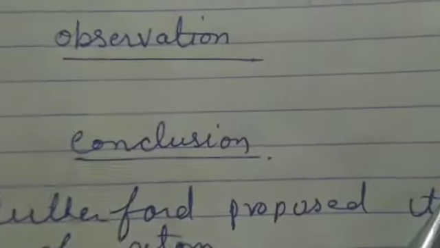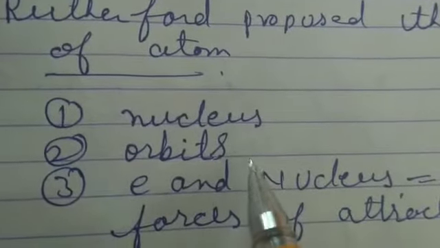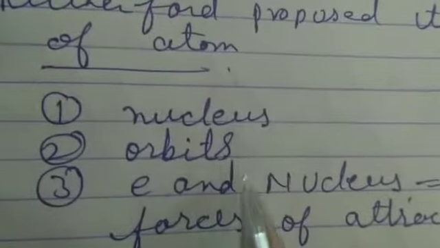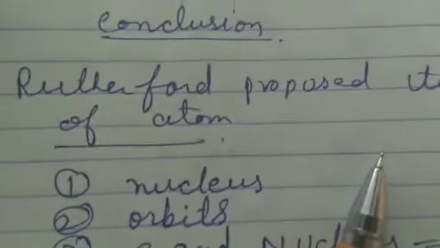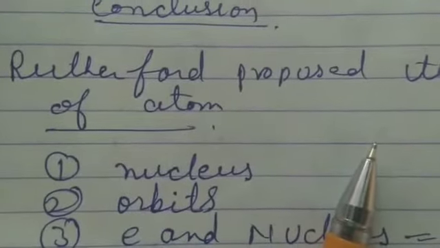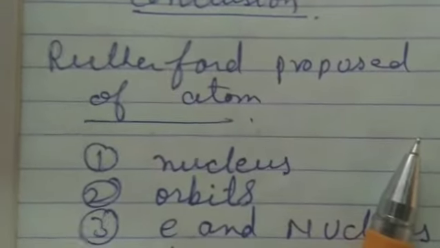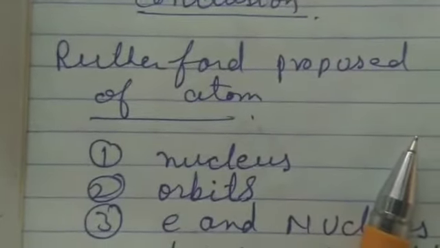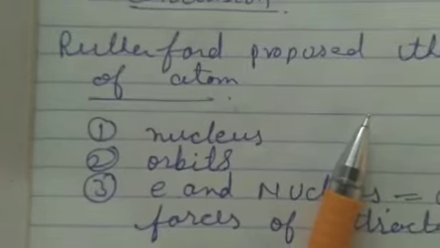On the basis of this, Rutherford proposed the nuclear model of the atom and he gave two important terms, nucleus and orbit. Now there are three important points of the Rutherford model. The first point is that in an atom, the entire positively charged mass is concentrated in an extremely small region. It is known as the center of the atom, also known as the nucleus. And a very important point, the volume of the nucleus is negligible as compared to the volume of the whole atom, right?